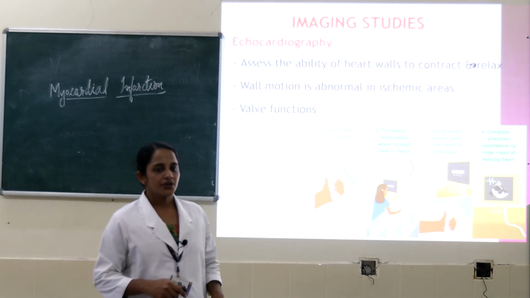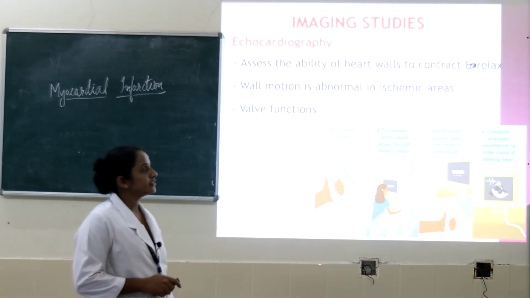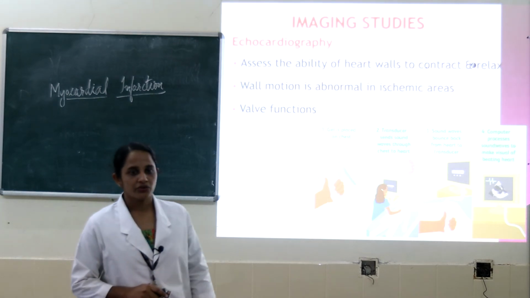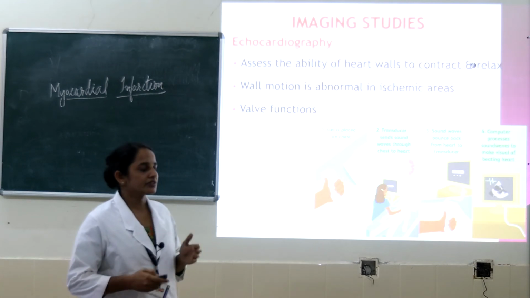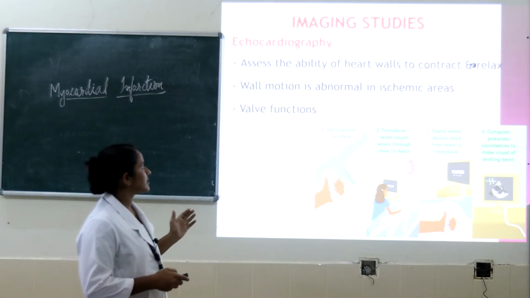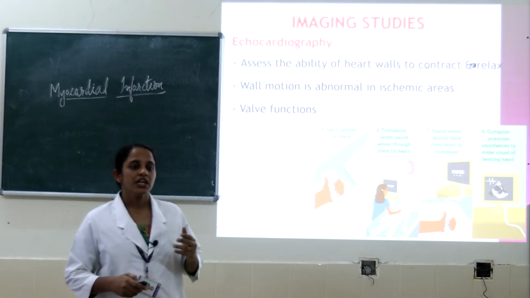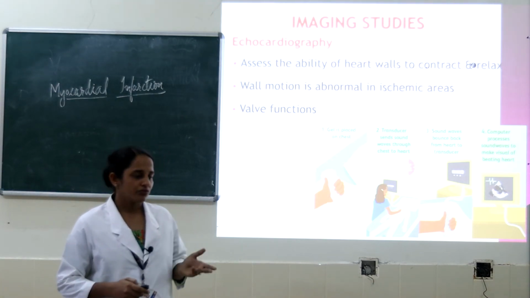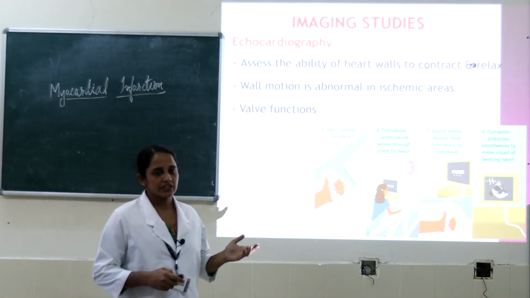Next are radio imaging studies. The first important one is echocardiography. In echocardiography we use sound waves to see the motions of the cardiac walls and cardiac structures. It helps to assess the ability of the heart walls to contract and relax, that means the movement of the heart walls and valves. Wall motion is abnormal in ischemic conditions.